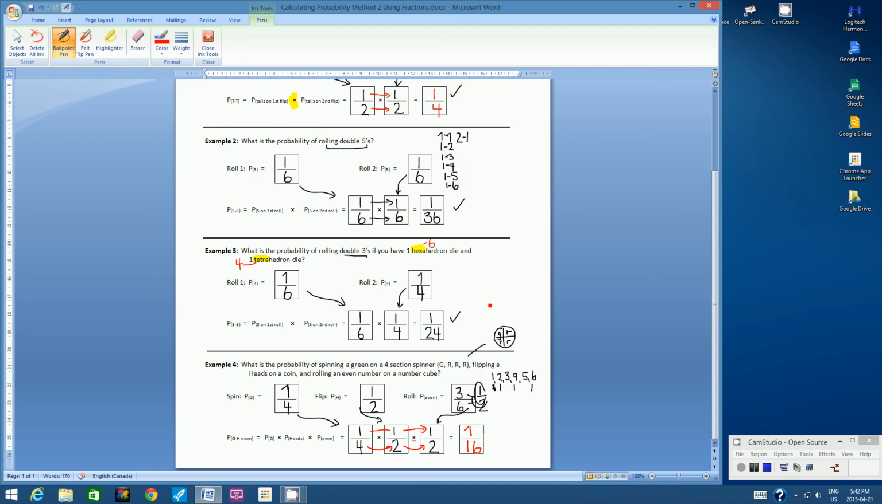So hopefully, the whole point about using this technique is that it's supposed to be faster, and that way you can avoid listing all of the possible outcomes.